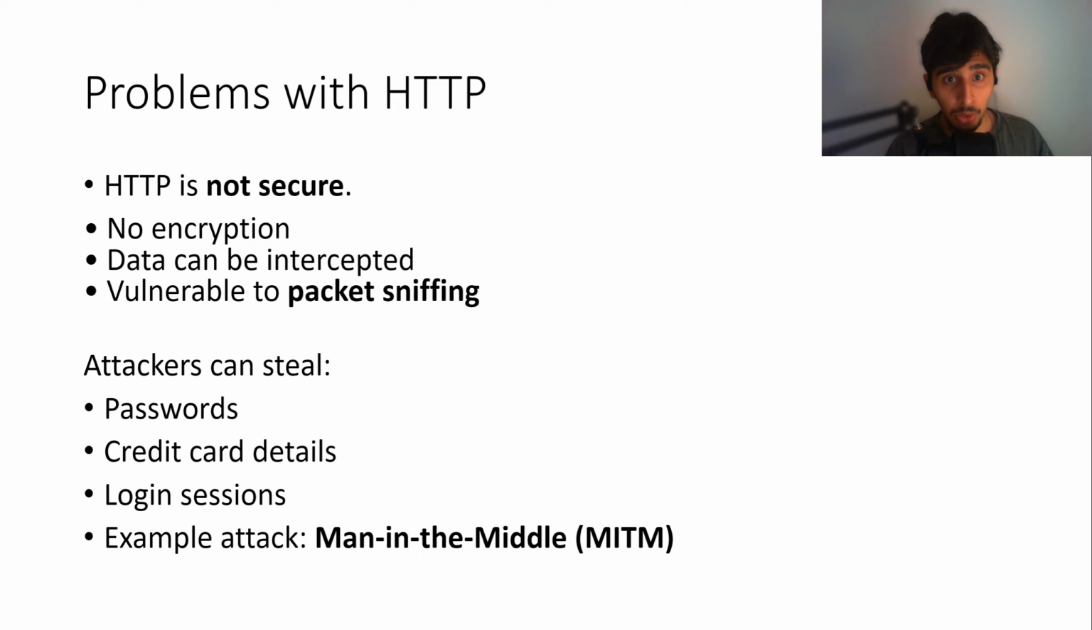Since HTTP has no encryption, the data traveling between your browser and the server is basically exposed. Imagine sending a postcard through the mail. Anyone handling the postcard can read the message. So that's basically what HTTP does. So this means an attacker, if they use a tool like a packet sniffer, could potentially see things like usernames, passwords, credit card details, and login sessions, and these are all examples of a man in the middle attack.